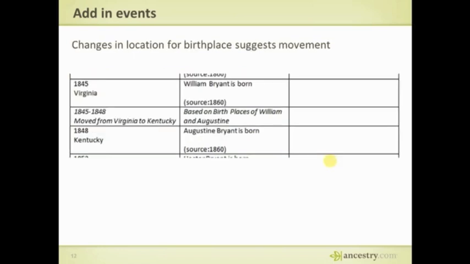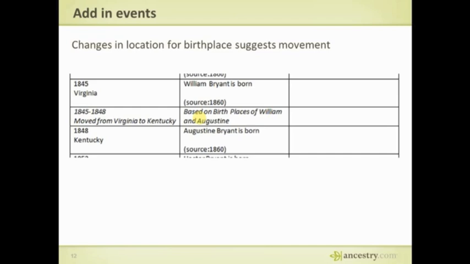Changes in location for birthplace suggest movement. Don't just assume you're going to remember that, write that in. 1845 to 1848, moved from Virginia to Kentucky, based on birthplaces of William and Augustine. Why is that important? Now, we don't have a lot of deed records on our site, but if people are moving, they may be selling property, they may have inherited property in the place that they're moving to. This is really important for finding those types of documents.